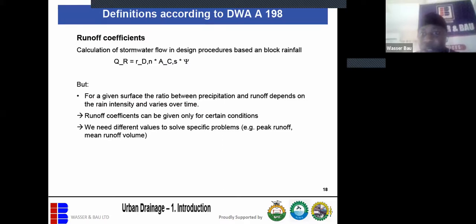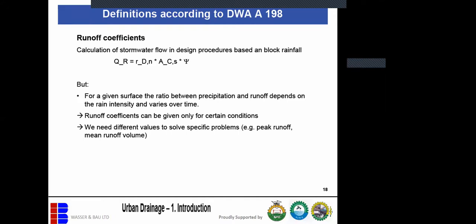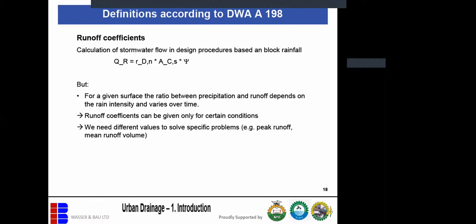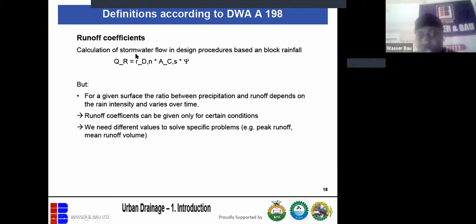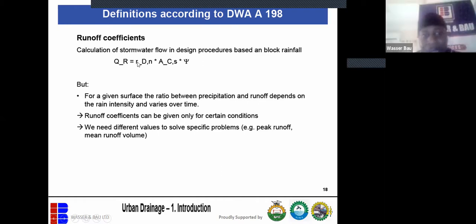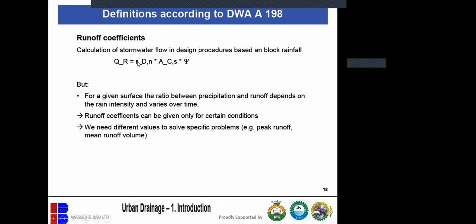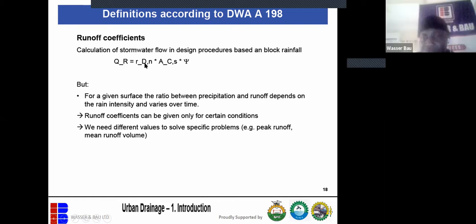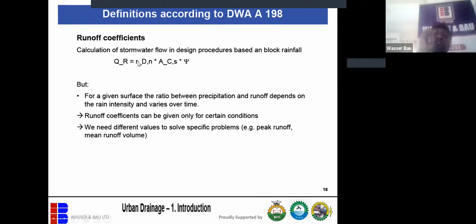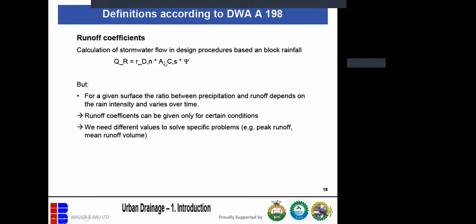So calculating the runoff in design procedure is based on block runoff. In other words, we use a block model to assume runoff. And that block model is that the discharge of the runoff, this QR, is a function of the rain intensity R, which is a sub-function of the duration D and the frequency N. So when you are choosing your rain intensity, you must consider the duration and the frequency. Then you multiply it by your area of catchment and by that coefficient.